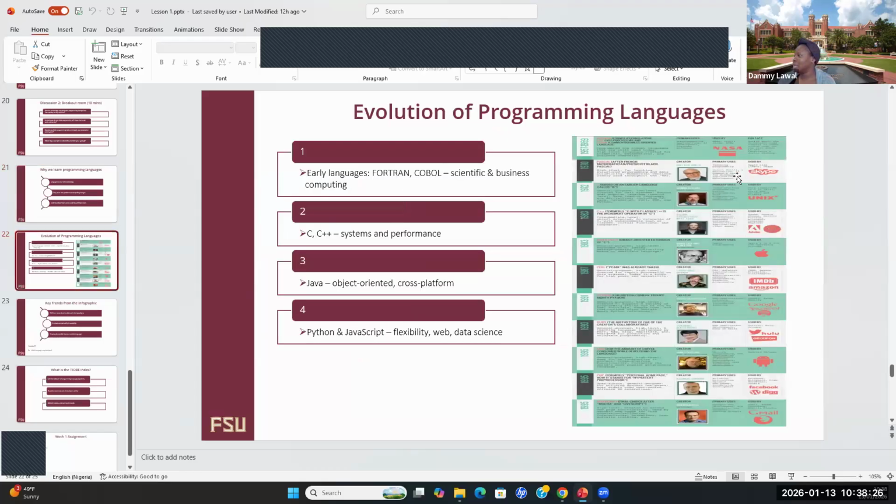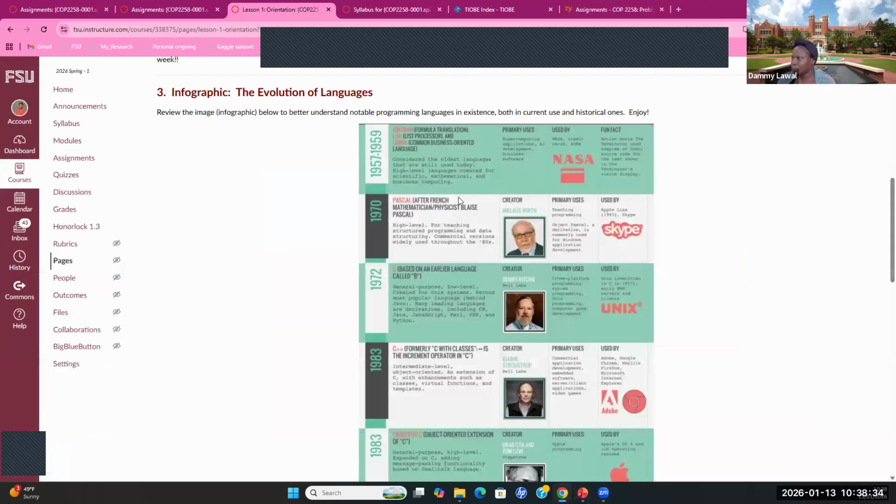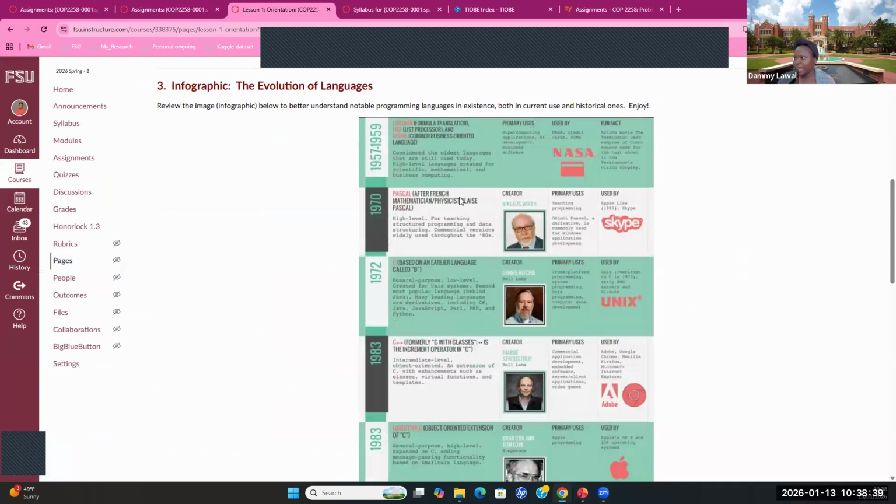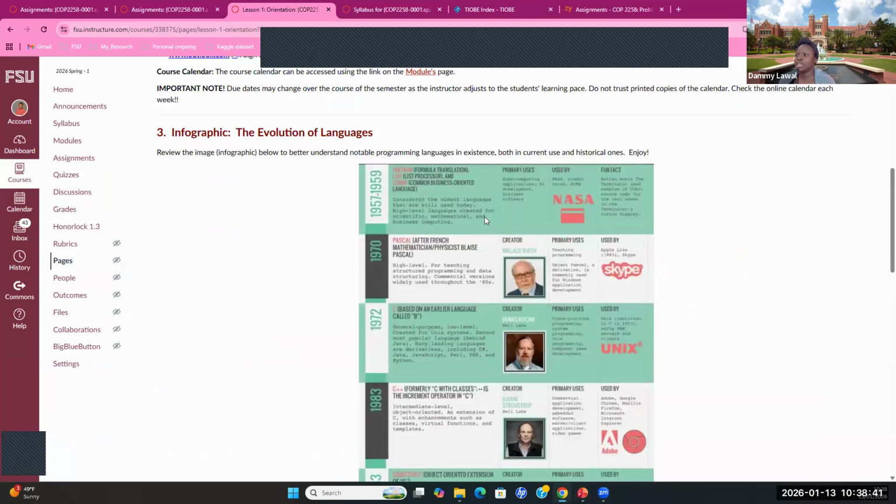Let's take us to the infographic I was talking about, the evolution of programming languages. So if we go to the course Canvas, to Lesson 1 Orientation, we have this information. And this is telling us how programming has evolved over time from different languages.